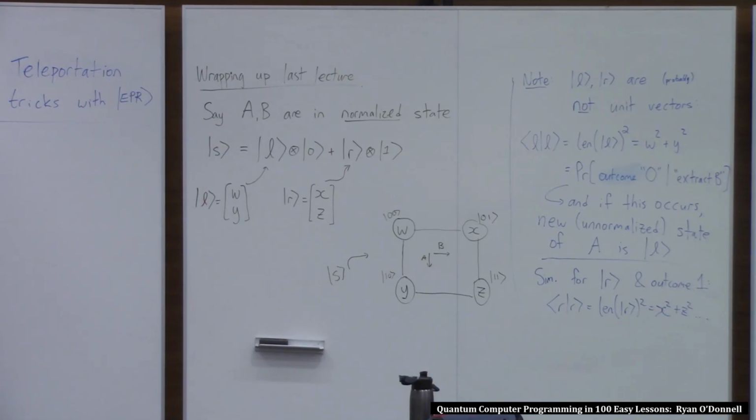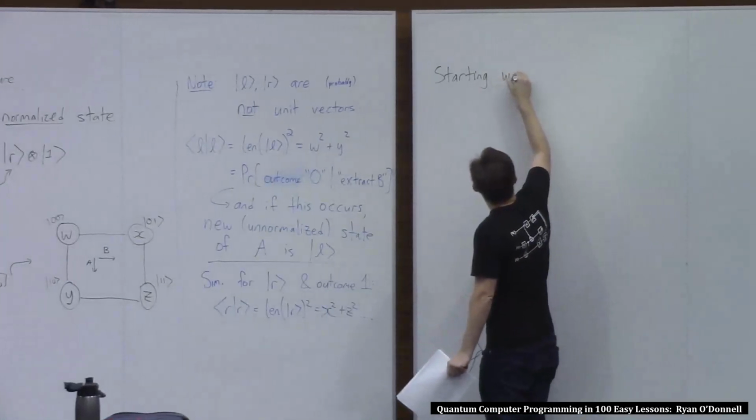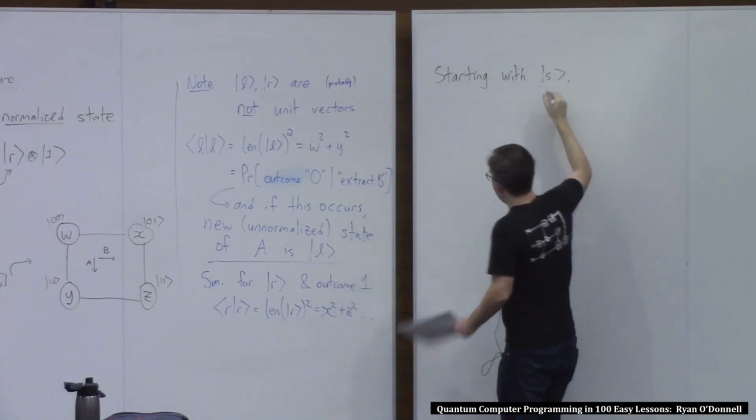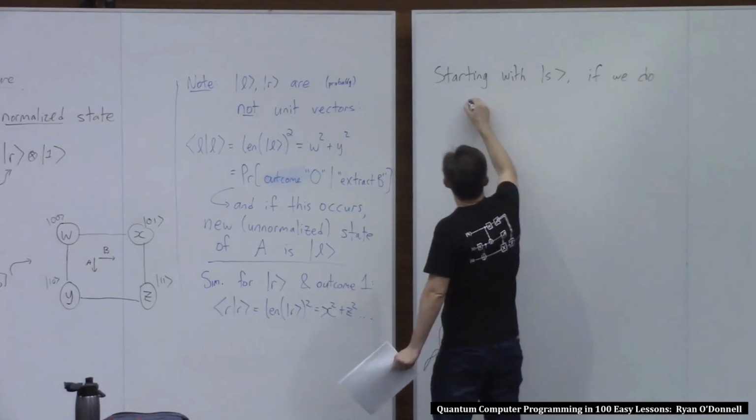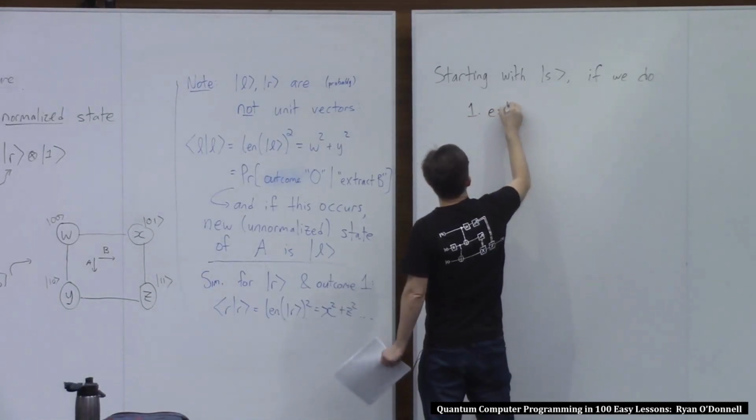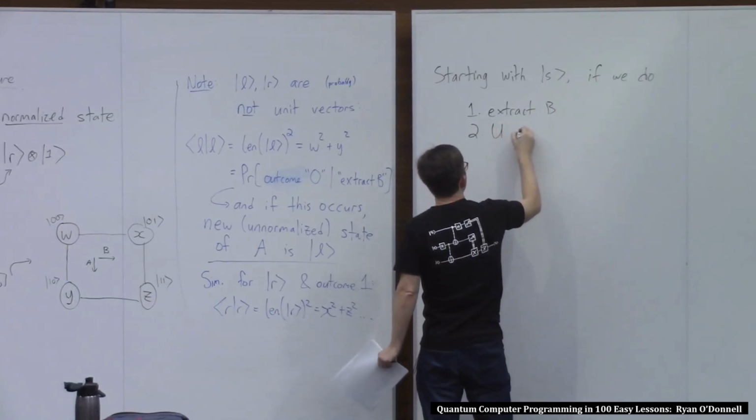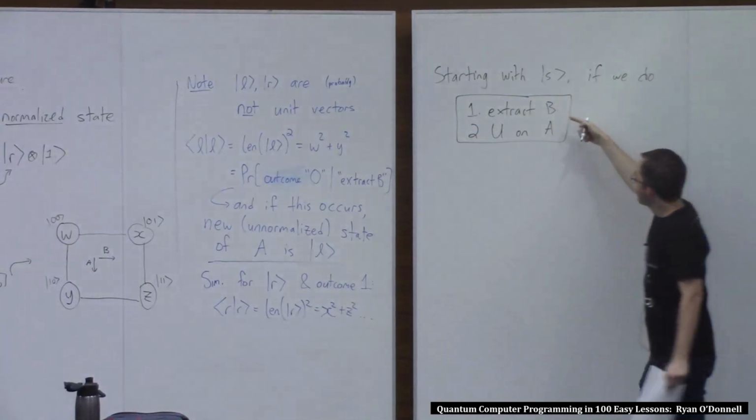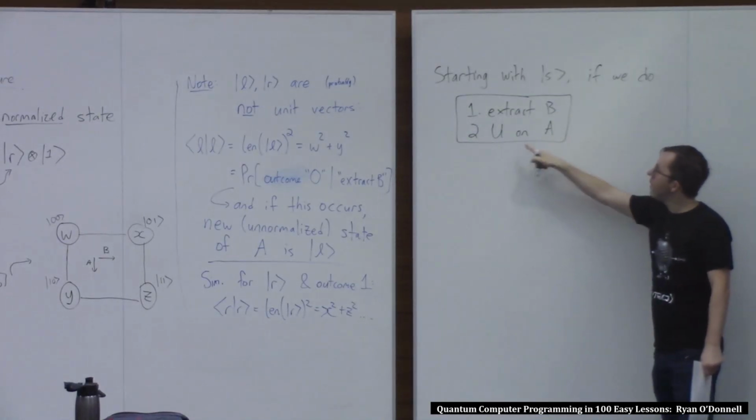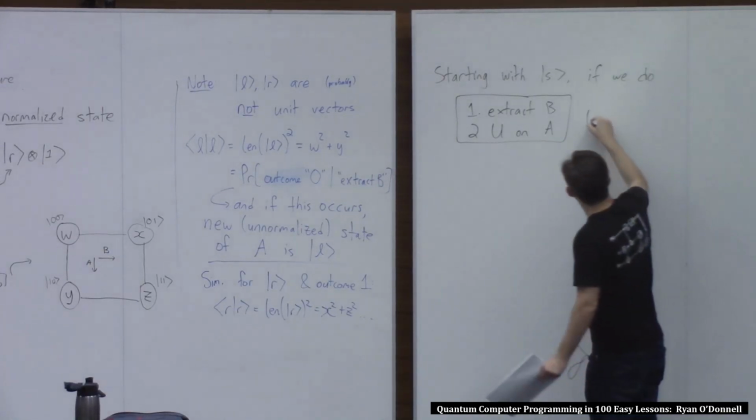Okay, so I did all that so that we could do this little calculation. Let's say you're starting with this 2 qubit state, which I called S, and we do this little 2 instruction program: 1, extract B, 2, do some unitary U on A. Okay, so this measures B, and then only qubit A is left, and then we could do some unitary operation, like a rotation or something on A. What is the result?